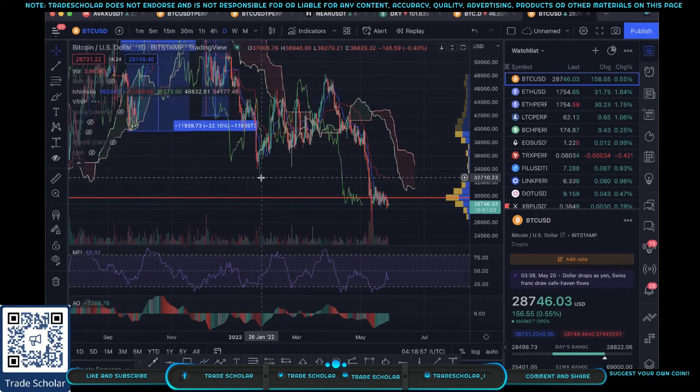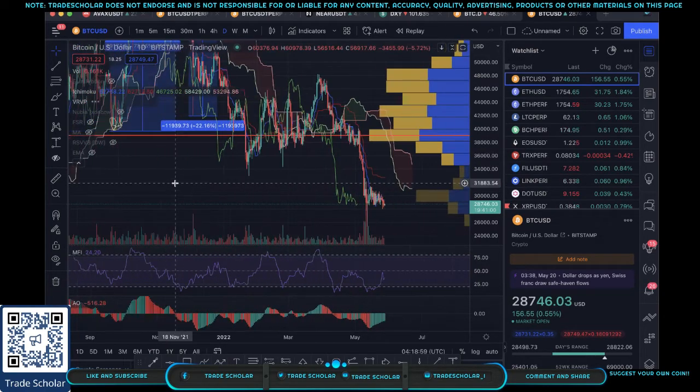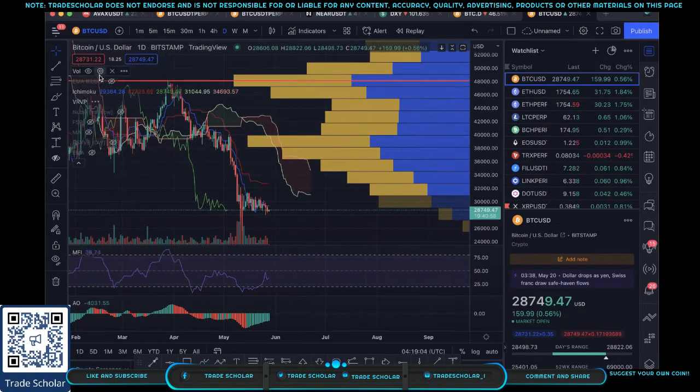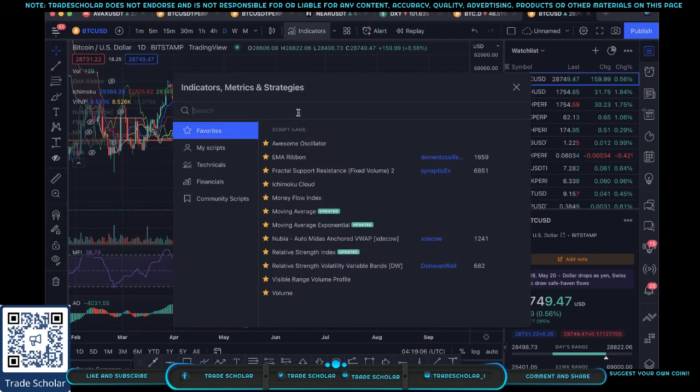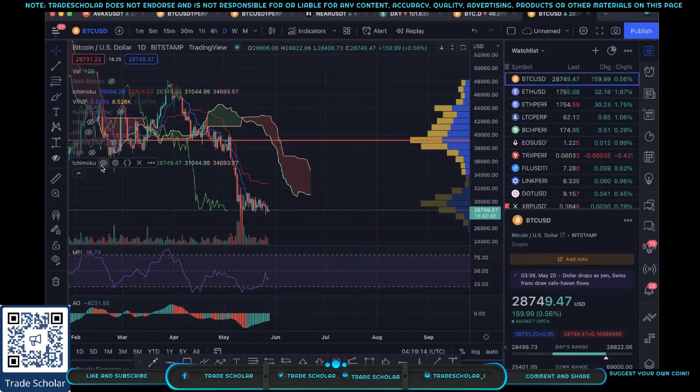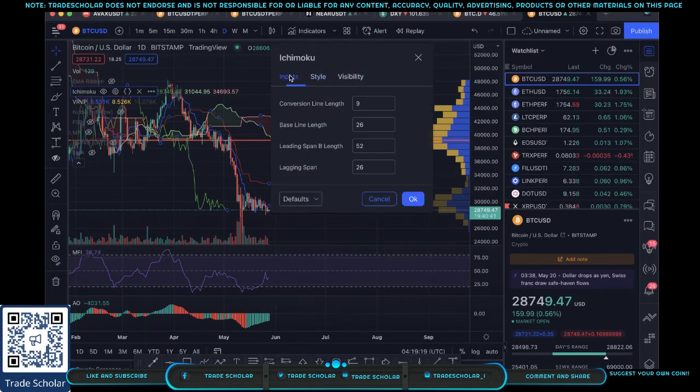So that's how you use your Ichimoku Cloud. For the setup, how are you going to use it? You just type Ichimoku Cloud here. You can have this one, and you just click it. So this is the Ichimoku, and from here your setup would be just the default.